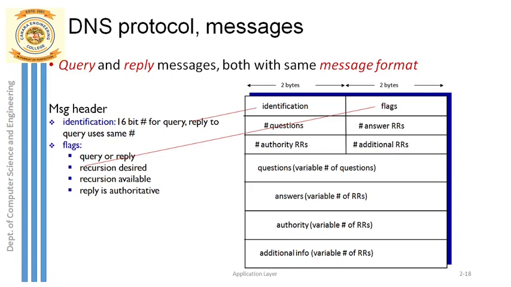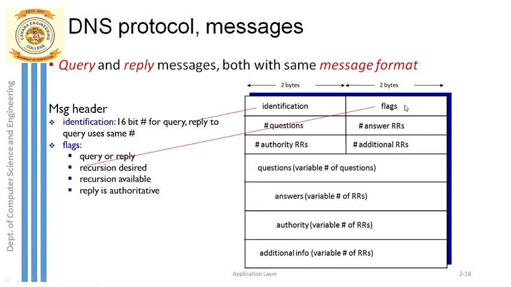And what is this identification? It is a unique number assigned to each DNS query. And remember that the same ID is also used for its response, its reply message. Suppose you are querying the root DNS server, that query will have an ID, and that same unique ID will be assigned to the reply that you are getting from the root DNS server back to the local DNS server. So query and reply both will have the same identification.